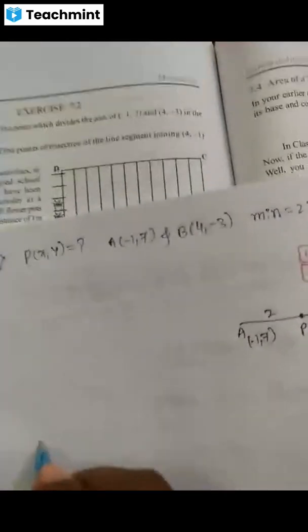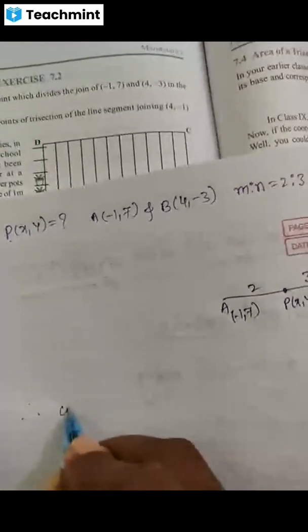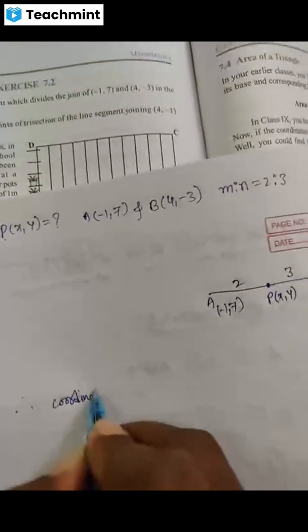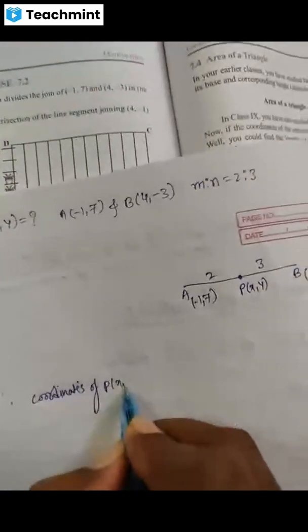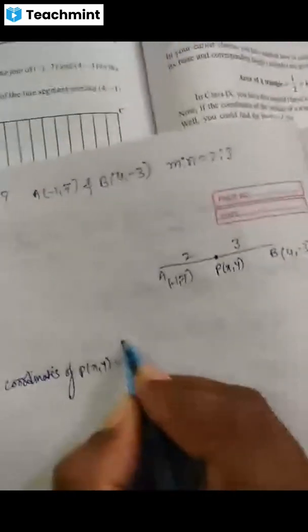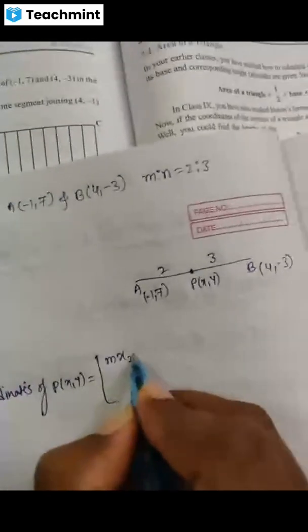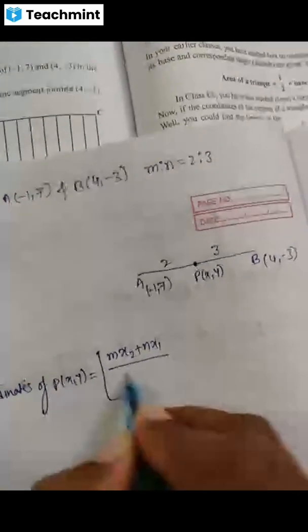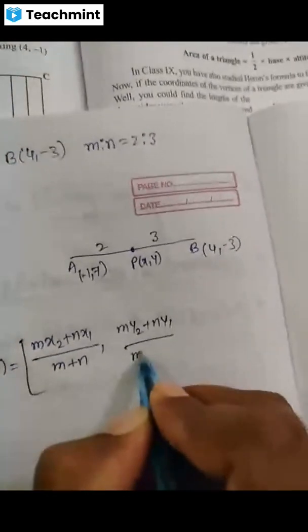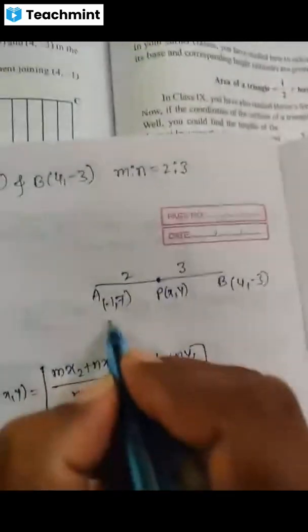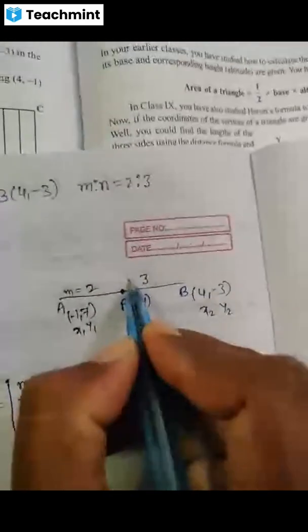Therefore, the coordinates of P(x, y) are given by (mx2 + nx1) divided by (m + n), comma, (my2 + ny1) divided by (m + n). Here, this is x1, y1, this is x2, y2. This is the ratio m and this is the ratio n.